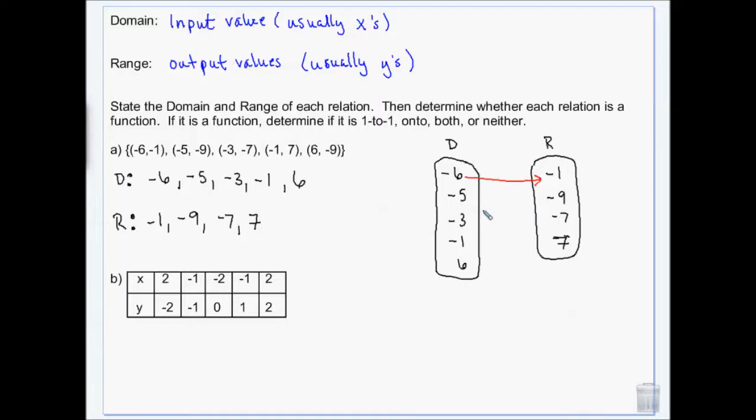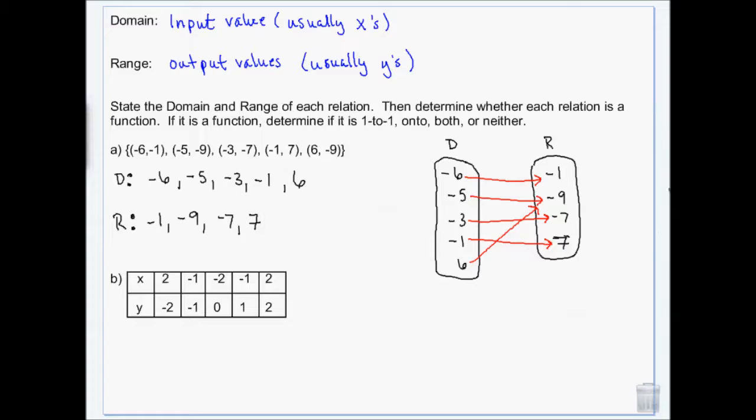So -6 and -1 were a pair. -5 and -9 are a pair. -3 and -7 are a pair. 1 and 7, and then 6 and -9. So the arrows represent all of your ordered pairs.